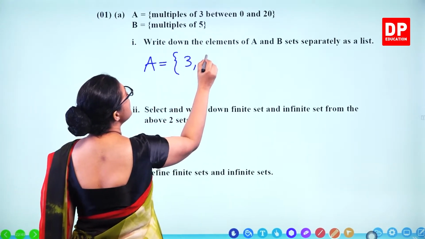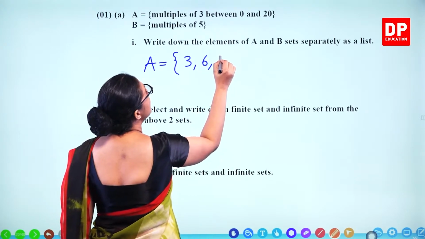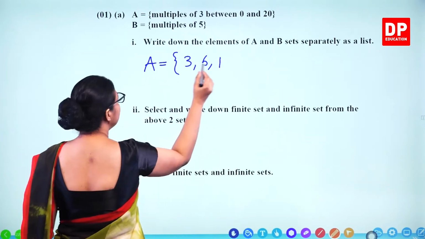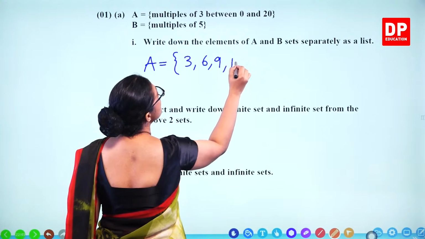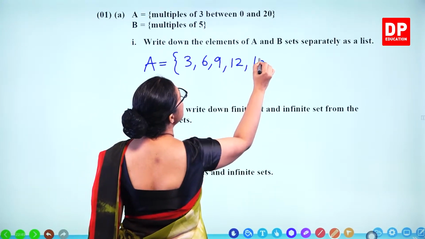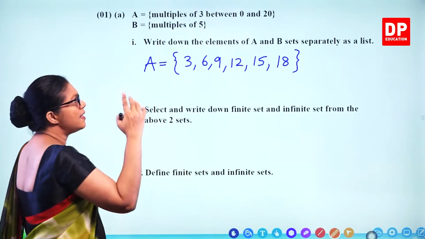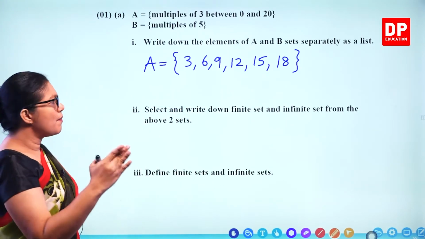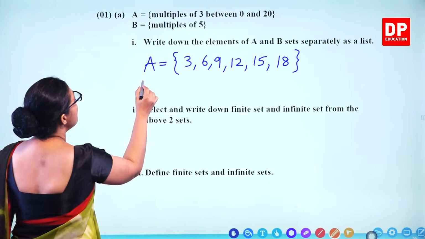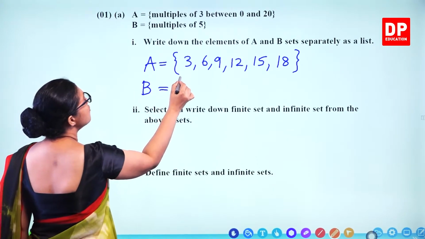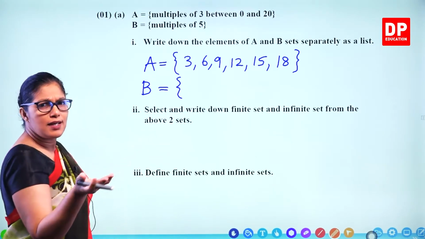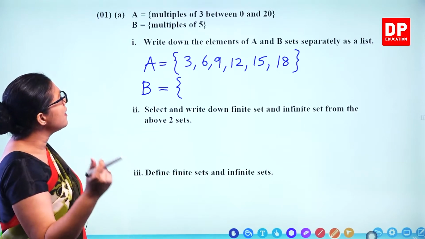Multiples of 3: 3, 6, 9, 12, 15, 18. That's all you can write because there's a limit. 20 is the maximum number. When you take B, it's not mentioned what the final value is.